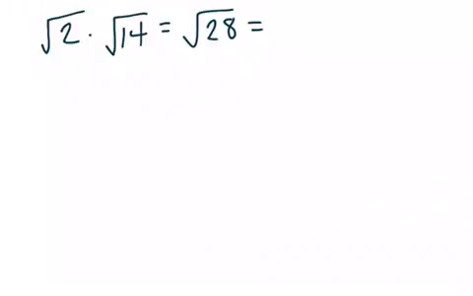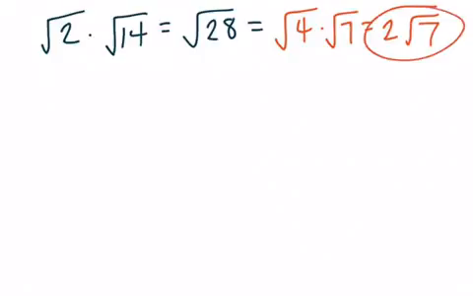So let's think through. Do we have any perfect square factors of 28? Well, this is another one in which we're going to have, going back to the good old multiplication tables, right? And then we simplify square root of 4 for 2. And the square root of 7. And that is in simplest form. No perfect squares underneath the radical sign.